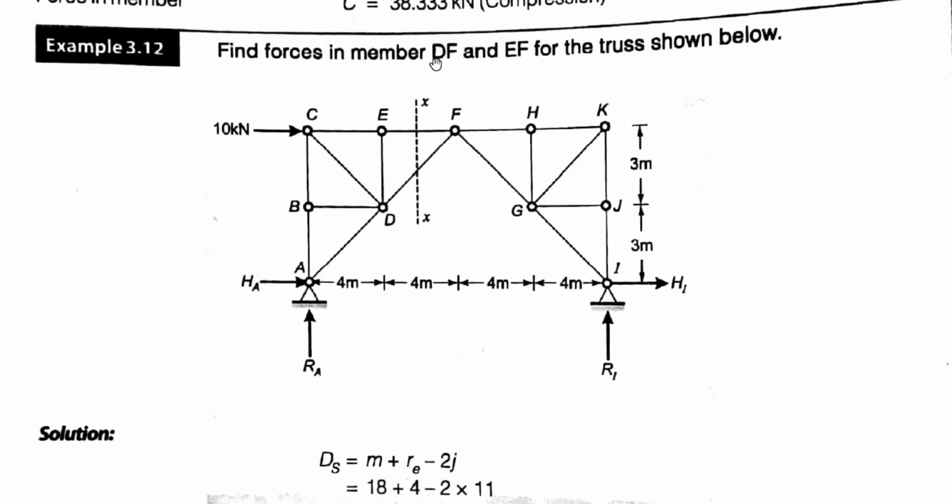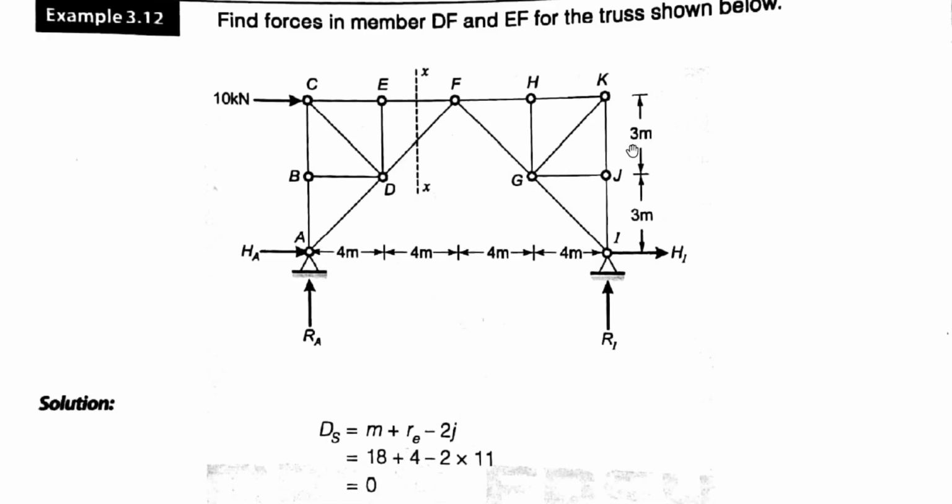Find the forces in members DF and EF for the truss. This is our DF and EF. I am making a cut here, and EF and DF are both considered. This is a 3 meter distance and this is a 4 meter distance, 4 meter, 4 meter, and the external load of 10 kilonewton is acting at this joint. The hinge support has two reactions, horizontal and vertical. This is our hinge support, again horizontal and vertical here. This is 10 kilonewton.